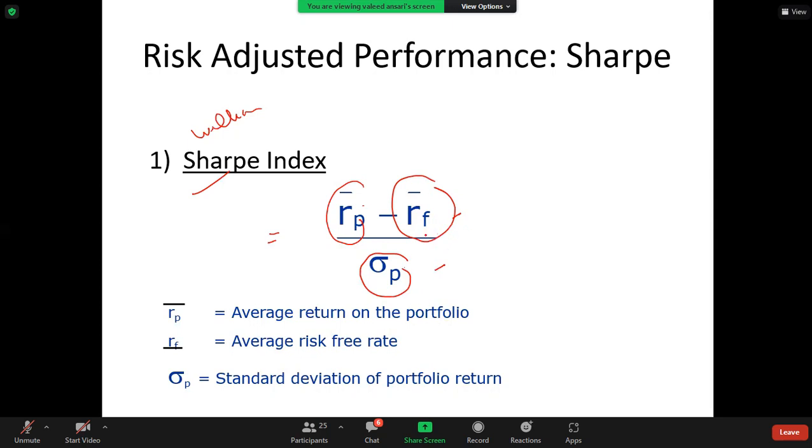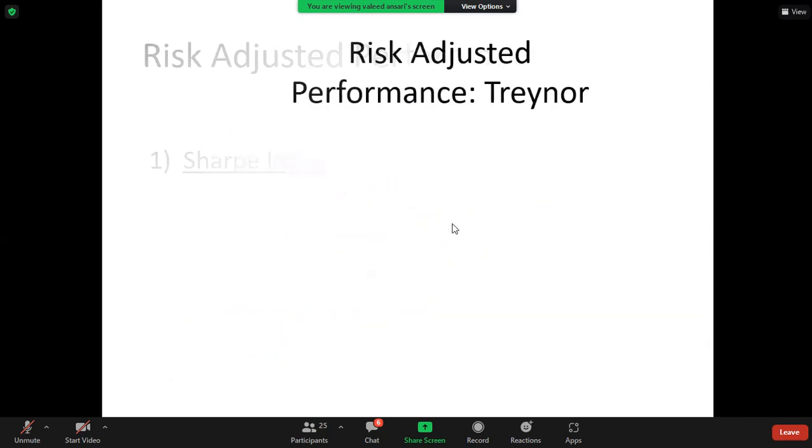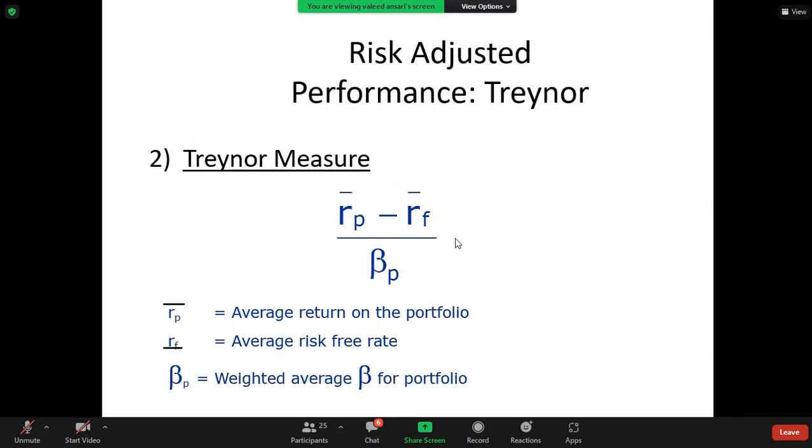If there are two portfolios, so we'll take I and J, then we will compare whether this ratio is higher than the other one. If I is higher than J, it means that on a risk adjusted basis, portfolio I has performed better than J. Then another method is the Treynor method, named after Jack Treynor, who is also credited with the development of CAPM. So the numerator is the same, but the only difference is in the denominator, which is beta, which is nothing but the market risk.